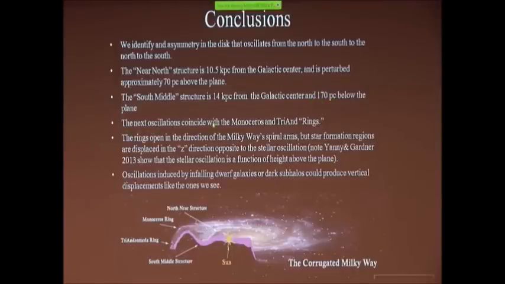The next oscillation appears to coincide with the Monoceros and Triangulum-Andromeda rings, third and fourth Monoceros and Triangulum-Andromeda, and those are going to be bigger oscillations as you go farther out in the disk. The rings open in the direction of the spiral arms, as far as I can tell, and I don't understand the distances any better than anybody else as to where exactly the spiral arms are, but it appears to roughly possibly match up with spiral arms, but the displacement is not as large for the spiral arms and appears to be in the opposite direction.